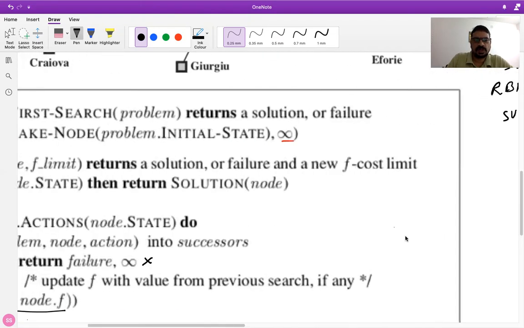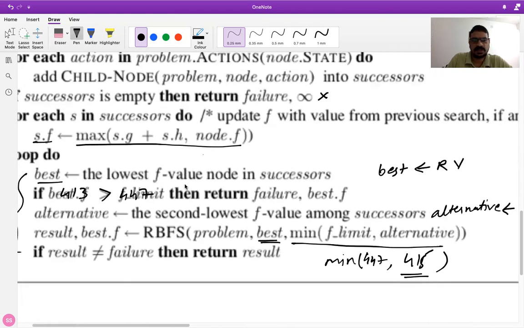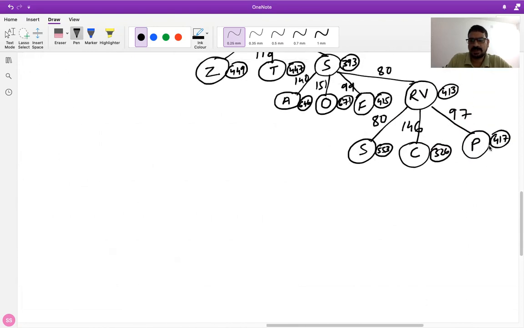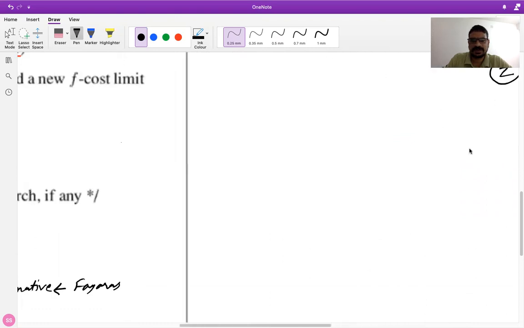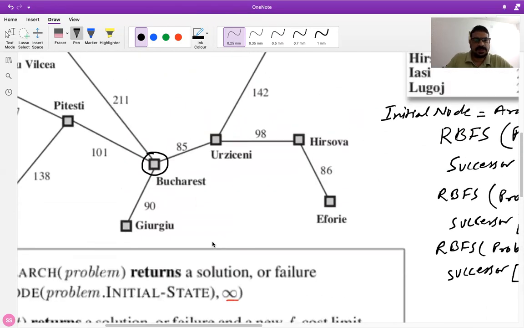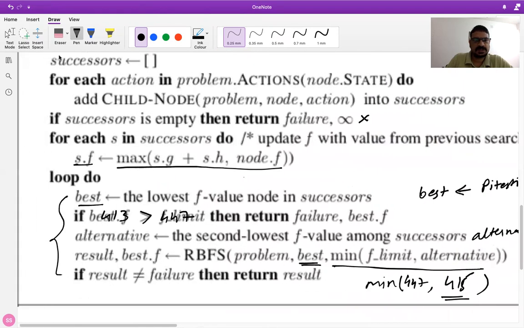Now go to the loop. What is that loop saying? The loop is saying to find out the lowest F value. Who is having the lowest F value? If we see this, Pitesti is having the lowest F value. So Pitesti will be my best. Pitesti is my best. Okay.